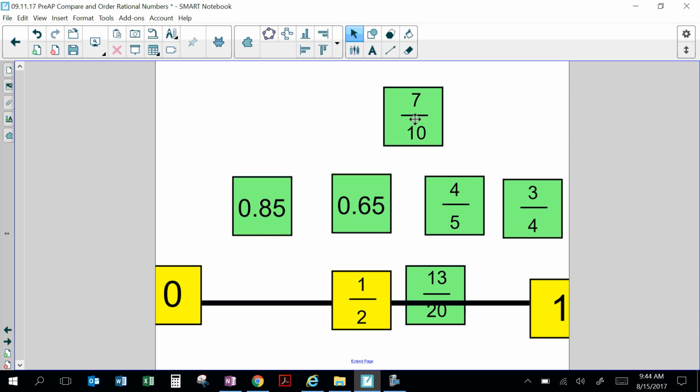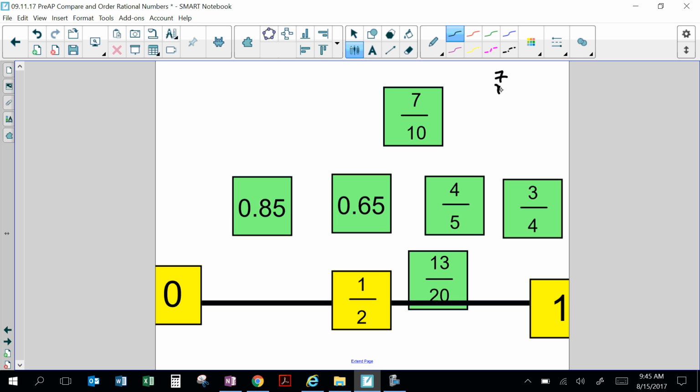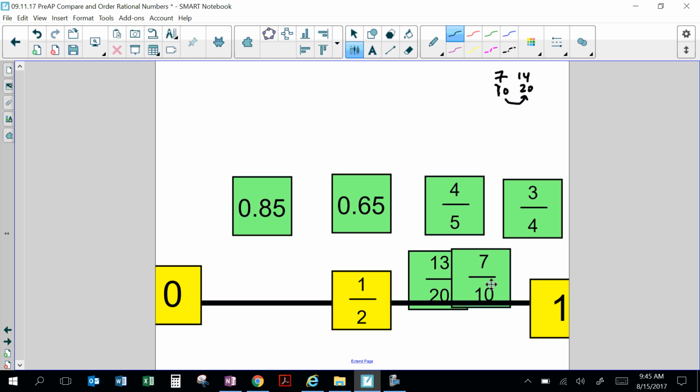7/10. All right, so this is where it gets a little confusing. Let's look at 7/10 and 13/20. I could draw a rectangle and cut it into 10 parts, shade 7, and this one into 20 parts and color. But I want to use a common denominator. 7/10. How do you turn 10 to 20? Times 2, that's 14/20. So 7/10 is just barely bigger.